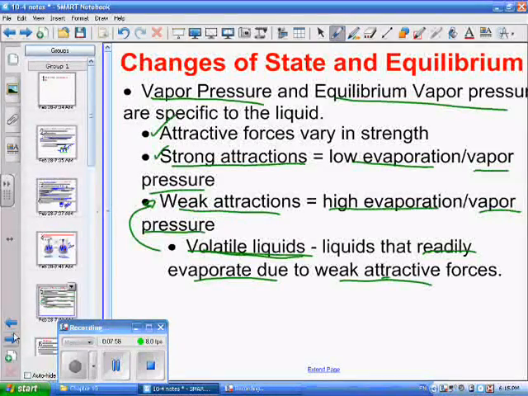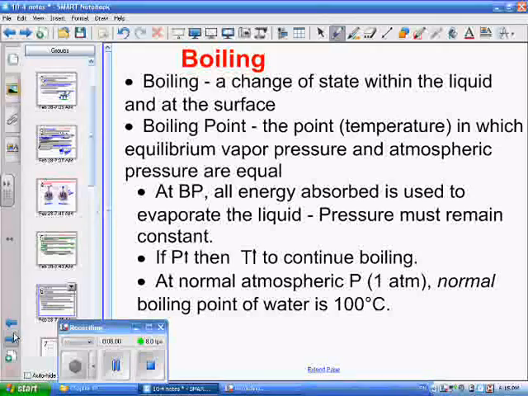Okay, next. Boiling. Boiling is a change of state, but it is a little bit different than what you might expect. Boiling is a change of state within the liquid and at the surface. Where evaporation, let's draw a little picture, can only happen at the surface, boiling can happen inside, on the edges here, and at the surface. So boiling can be a change of state at the surface or within the liquid.